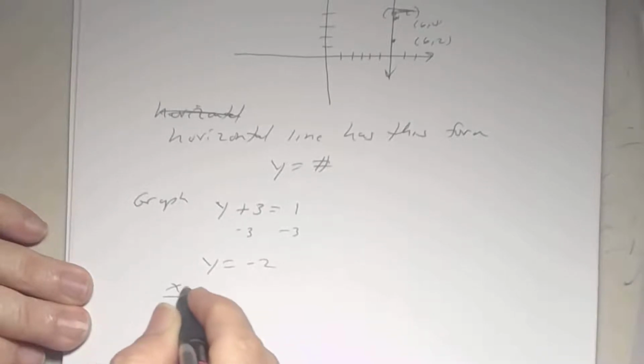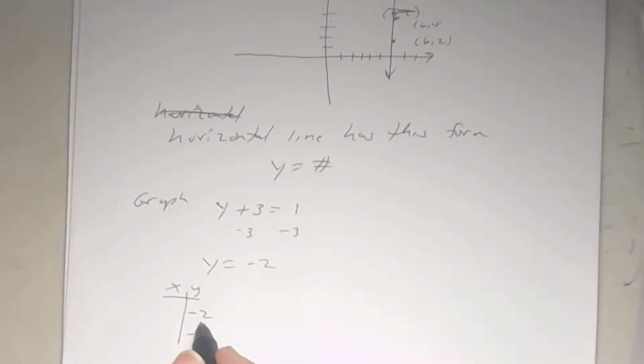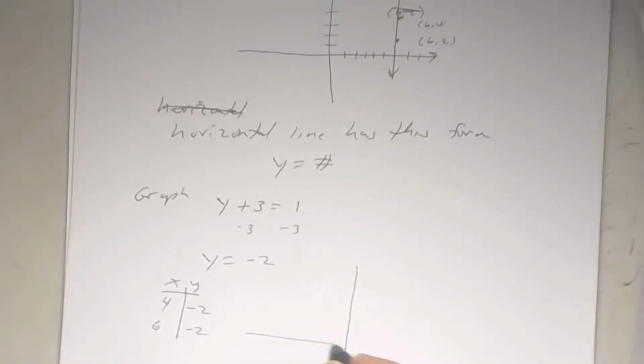So in a t-table, this says that y must always equal what? Negative 2, no matter what x is. So if y is negative 2, give me a value for x. 6. And you plot those 2 points and you're done. Okay? So (4, -2) and (6, -2). See this horizontal line?